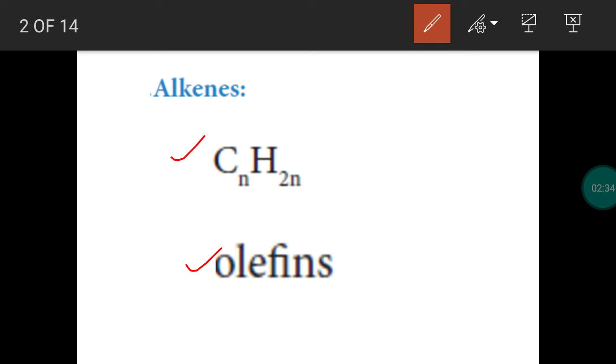And this is the old name of alkenes. Olefins are nothing but alkenes. So in the Latin language, olefins means oil maker. You take the first member of alkene, that is ethene or ethylene, which is combining with chlorine gas, it will produce an oil-like liquid. So that it is called olefins in the Latin language.